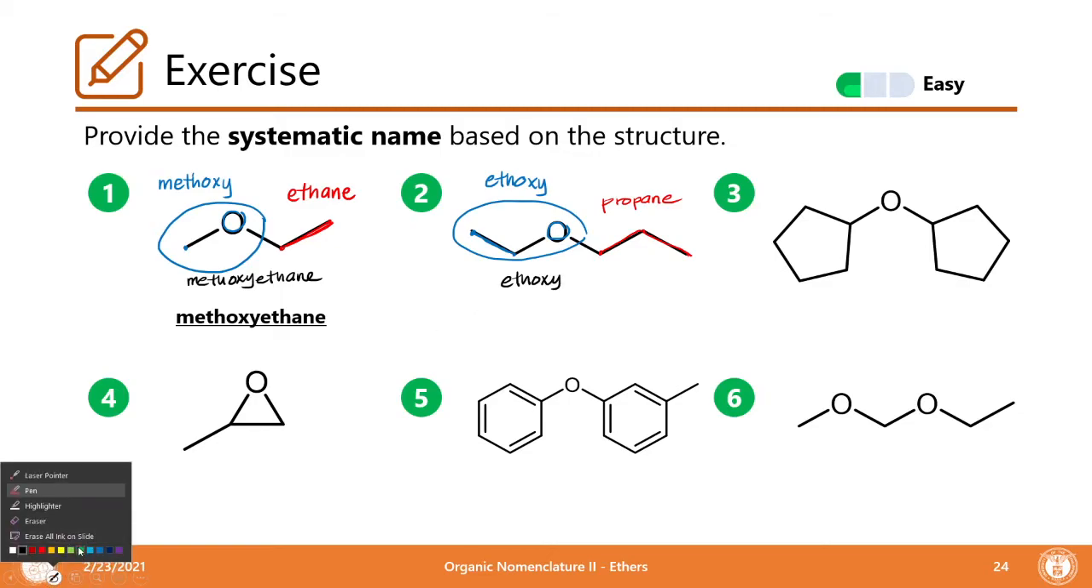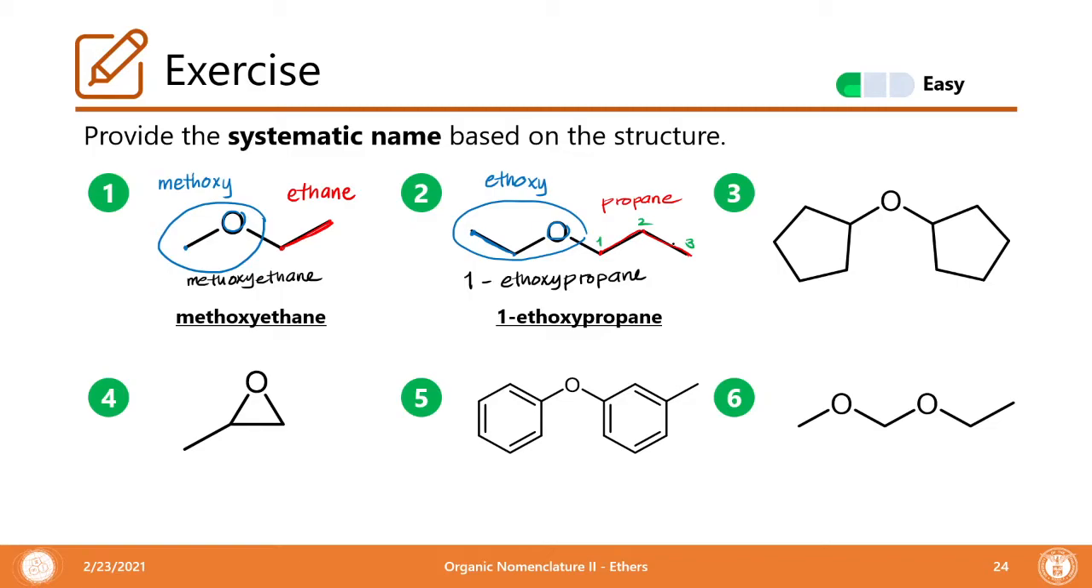Okay, let's not forget, since we have a propane group, there would be ambiguity if we didn't add locant numbers. So we put 1, 2, and 3. At position 1, we have ethoxy propane. And to confirm that, we have 1-ethoxypropane.